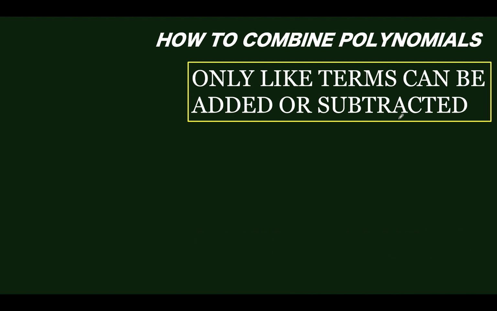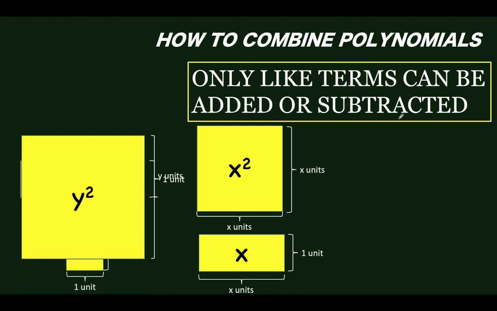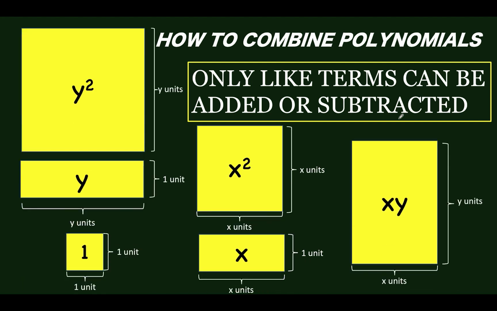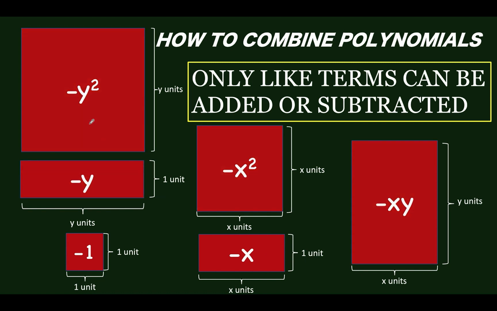This time, let's include subtraction. So this is again our representation of 1 unit. This is our representation of x, x squared, y squared, and xy. How about negative 1? How do we represent negative 1? We use color red to represent negative 1. It's still the same dimension, only that the color is now red. And so this is our representation of negative x, negative y, negative x squared, and negative y squared, and negative xy. When the color of our manipulative turns red, that is our representation for negative.